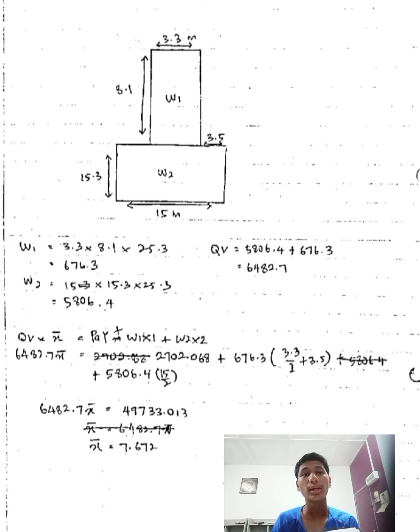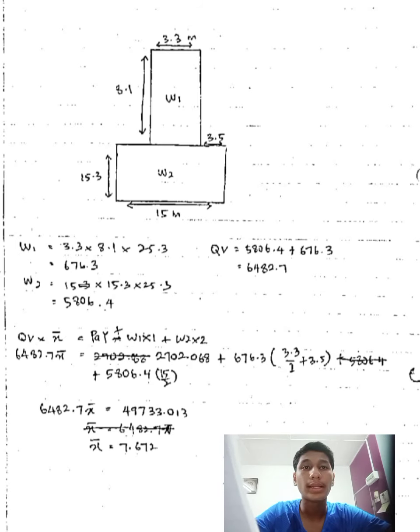Okay, to calculate W1 and W2, for W1, 3.3 times 8.1 times 25.3, we will get 676.3. For W2, 15 times 15.3 times 25.3, and the answer is 5806.4. For QV, the total of W1 plus W2, we will get 6482.7.